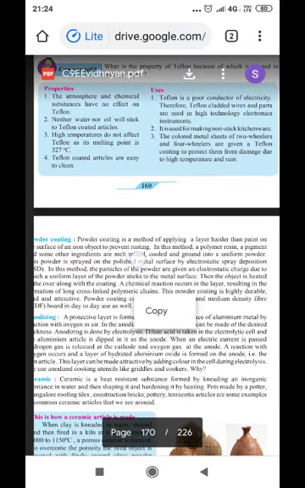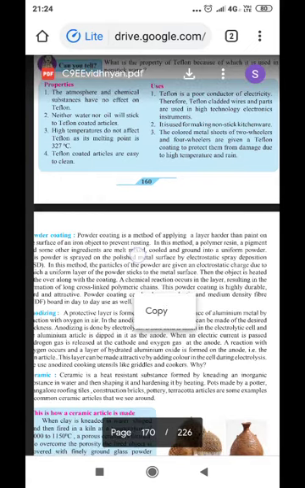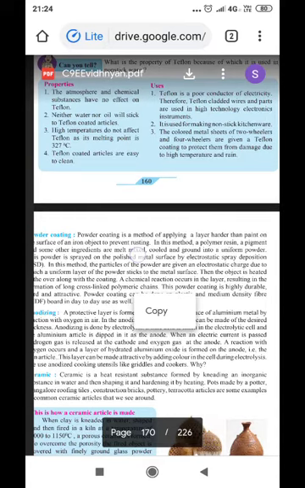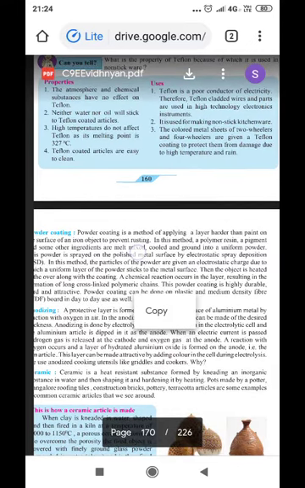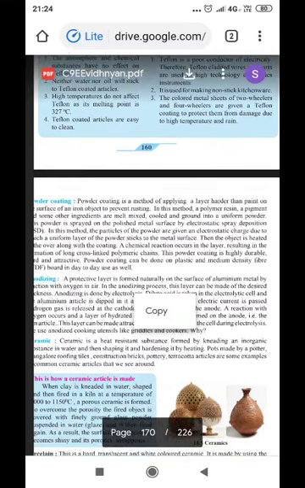Uses: Teflon is a poor conductor of electricity, therefore Teflon coated wires and parts are used in high technology electronic instruments. It is used for making non-stick kitchenware. The colored metal sheets of two-wheelers and four-wheelers are given a Teflon coating to protect them from damage due to high temperature and rain.